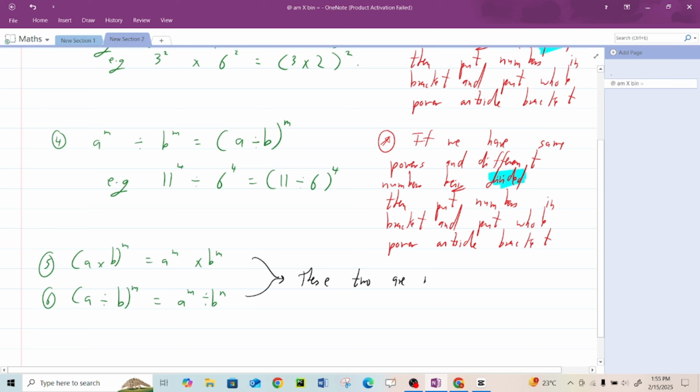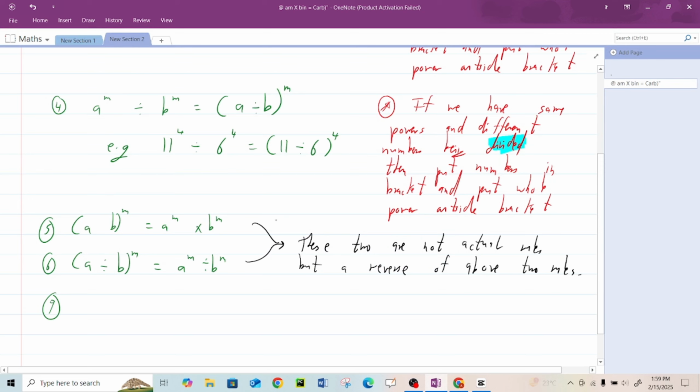These two are not actual rules, but a reverse of the above two rules.